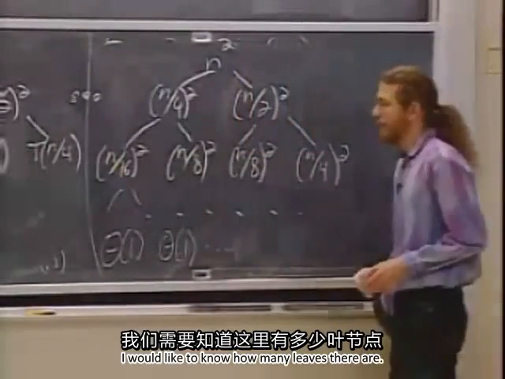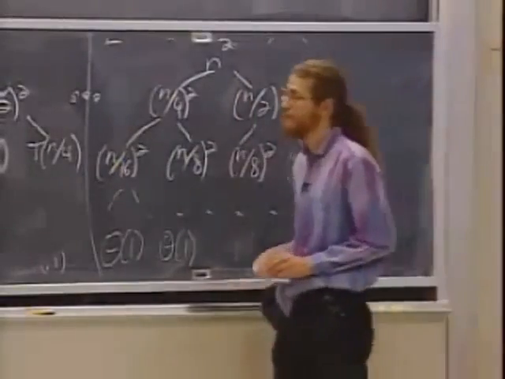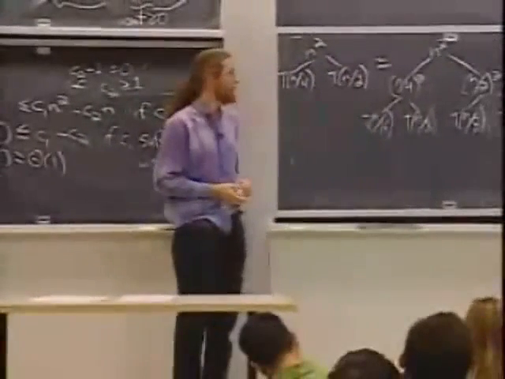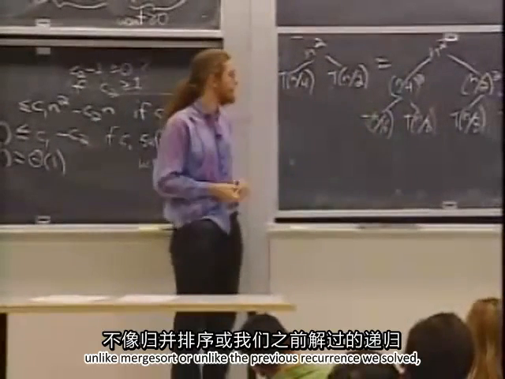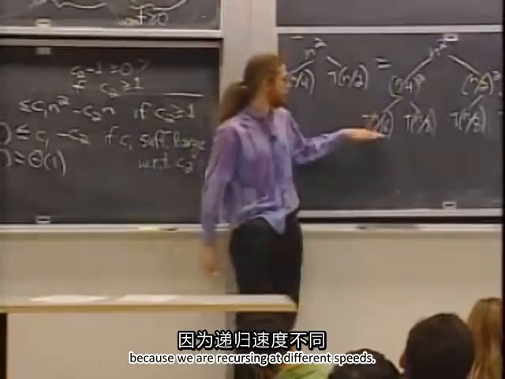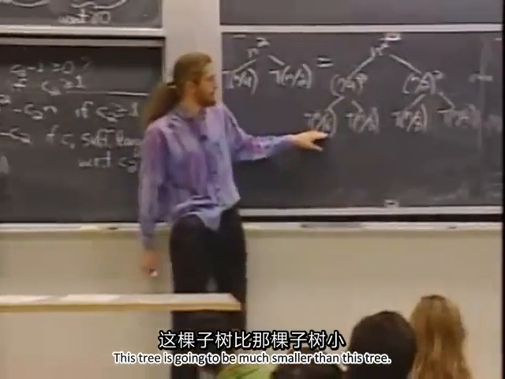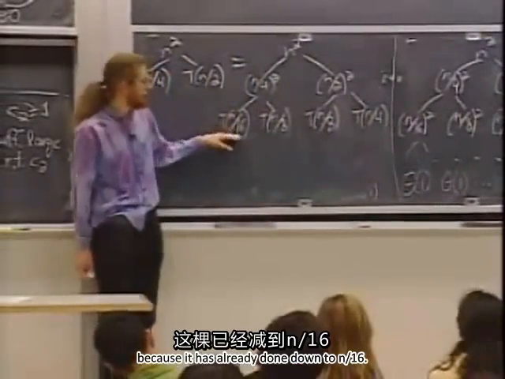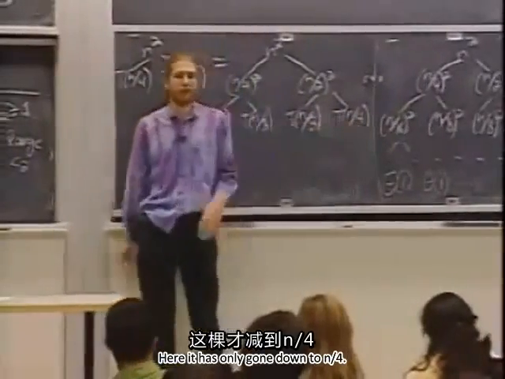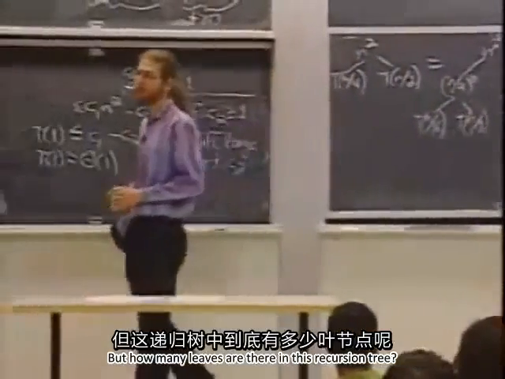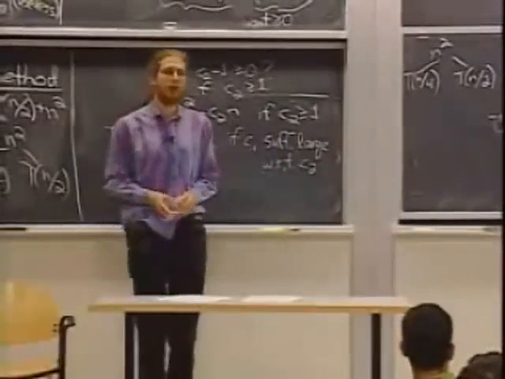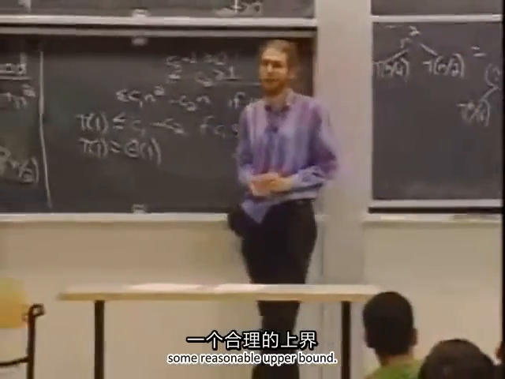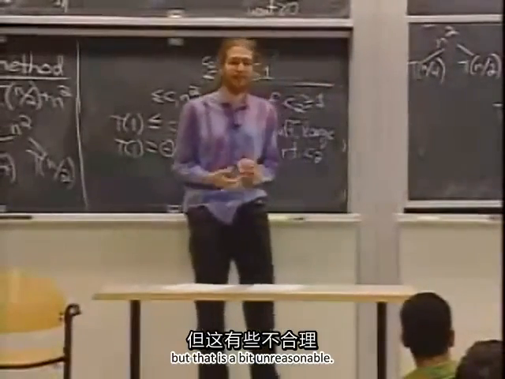I'd like to know how many leaves there are. So that's one challenge: how many leaves in this tree could there be? This is a bit subtle, unlike merge sort or the previous recurrence we solved. The number of leaves here is a bit funny because we're recursing at different speeds. This tree is going to be much smaller than this tree. It's going to have smaller depth because it's already gone down to n over 16. Here it's only gone down to n over 4. But how many leaves are there in this recursion tree? All I need is an upper bound, some reasonable upper bound. I can tell you it's at most n to the 10th, but that's a bit unreasonable.